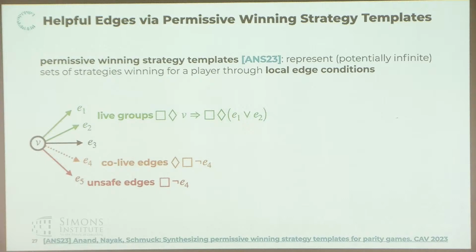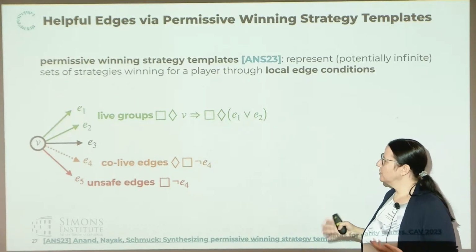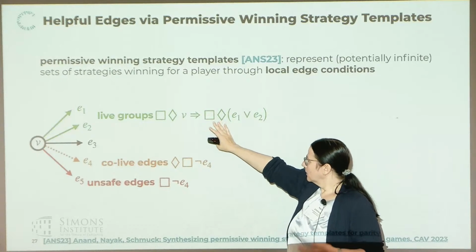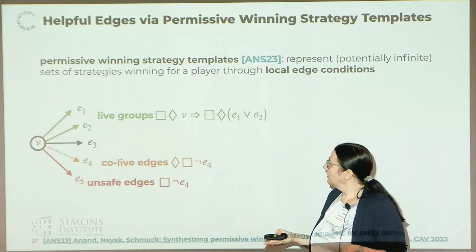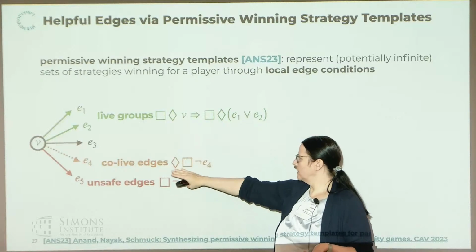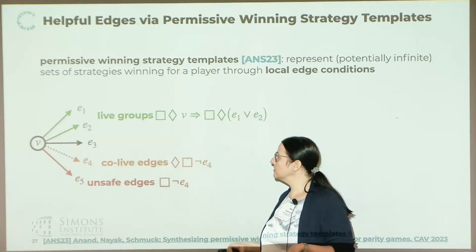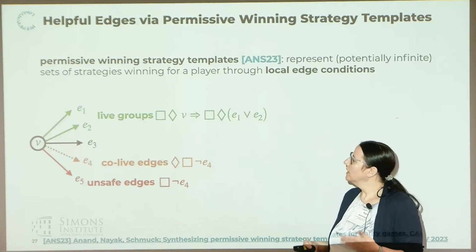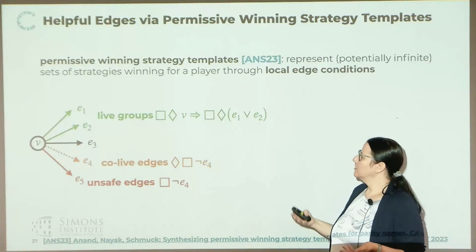We look at the so-called permissive winning strategy templates introduced by Nayak and Schmuck, which represent a potentially infinite set of winning strategies for a player through local edge conditions. Now, these local edge conditions are grouped, so such a template is represented by a set of live groups, a set of co-live edges, and a set of unsafe edges. And they describe a set of strategies that satisfy the following conditions.